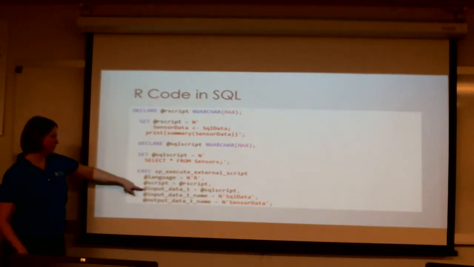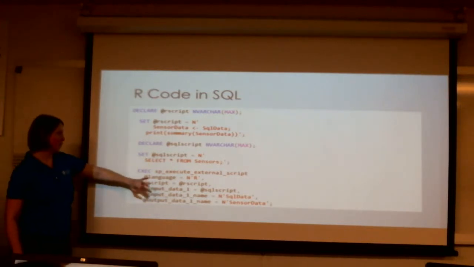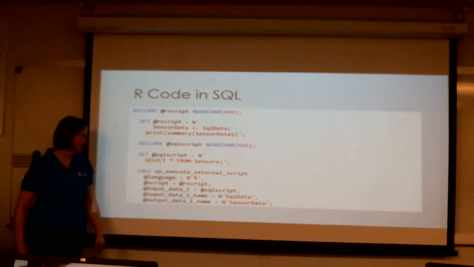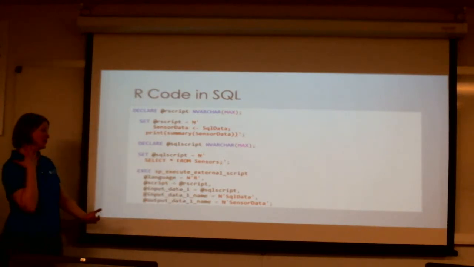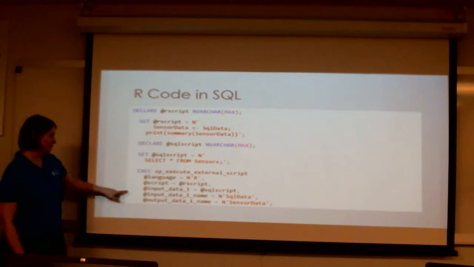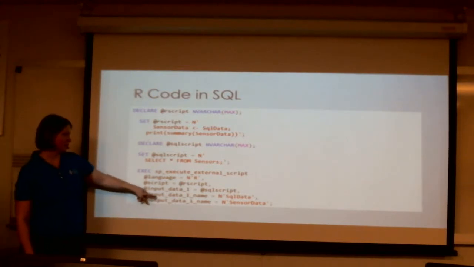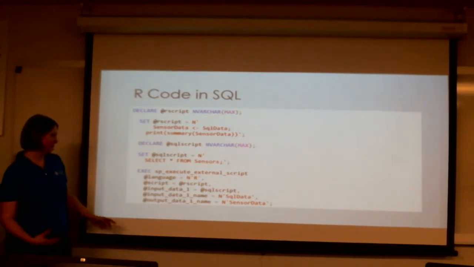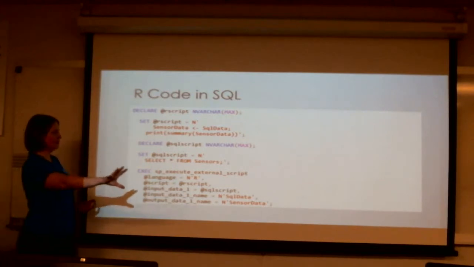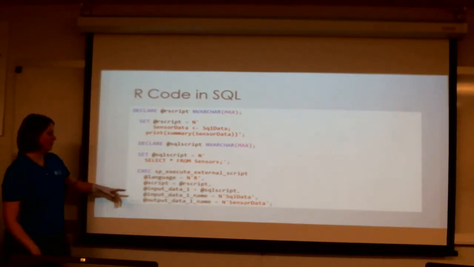And I have my input_data_1. What is the SQL that I'm going to be running that I'm going to be inputting into my R script? input_data_1_name: give my data a name, and output data. It's going to come back out in a different name.